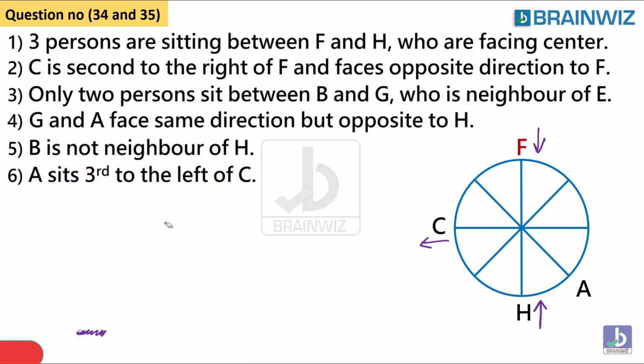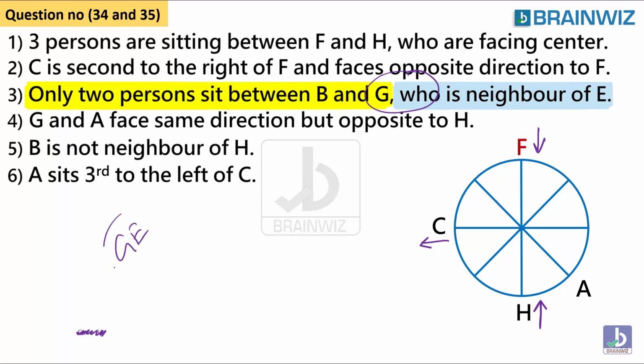Let's try to go for the next point. Only 2 persons sit between B and G. Now this is an interesting point. Who are the neighbors? G is a neighbor of E. Means G and E are staying together. First of all, G and E are neighbors. Now here, B is not the neighbor of H. So we already know here we have H and B is not the neighbor.